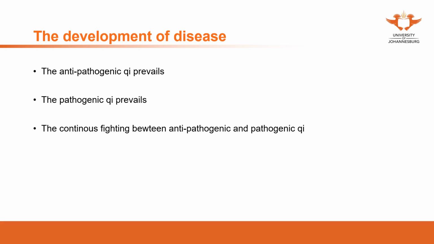So some people recover from the flu automatically. They didn't take any medicine, but they can recover. That's the antipathogenic qi prevailing. But in another, very unlucky situation, the patient develops from the flu into pneumonia. That's the situation of pathogenic qi prevailing. So in these two examples, you will understand what the clinical manifestation is of antipathogenic qi prevailing, or pathogenic qi prevailing.